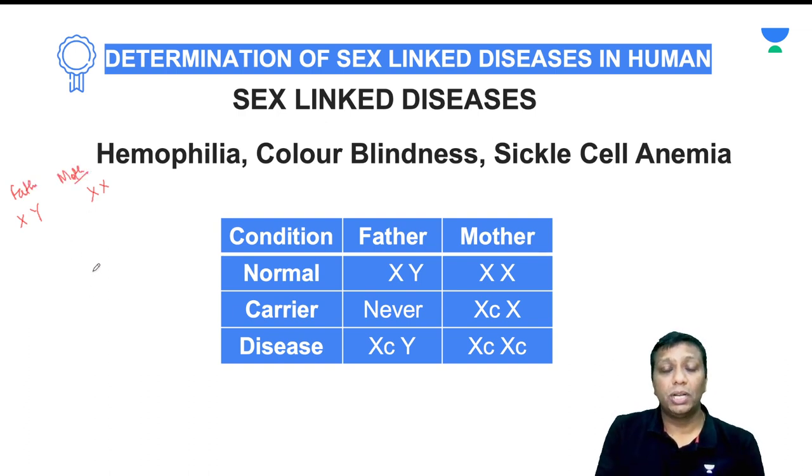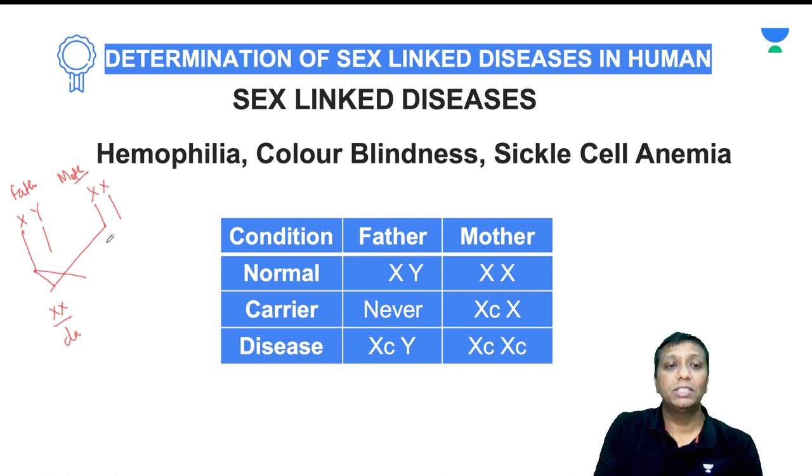What happened during the reproduction? I hope you remember, from the father side sperm release, and sperm have either this X chromosome or this Y chromosome. And from the mother side egg release, and the egg have either this X chromosome or this X chromosome. If this X of the sperm fuses with this X of the egg, it's a daughter.